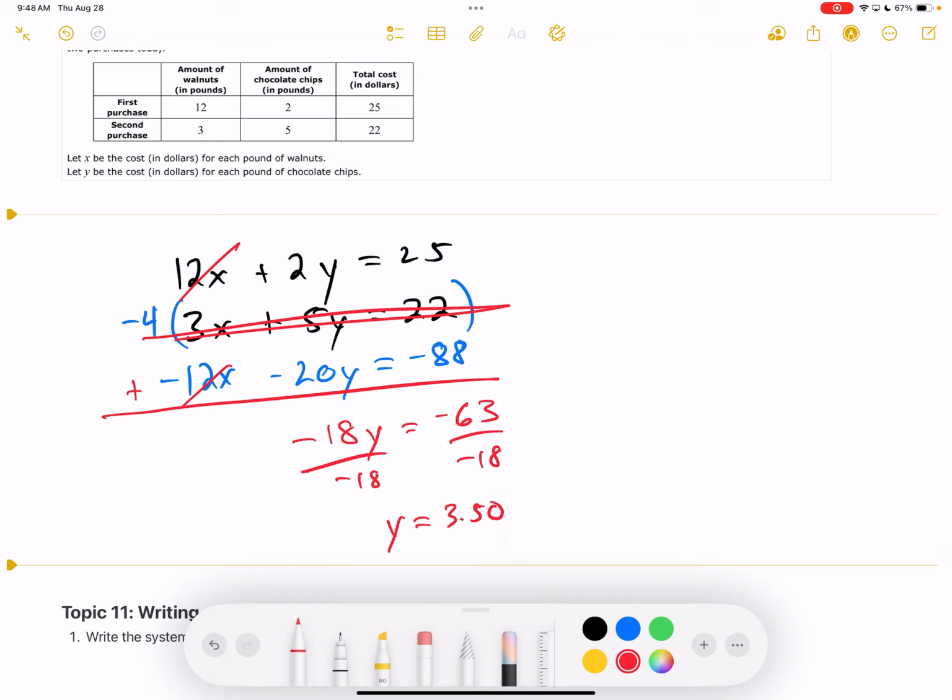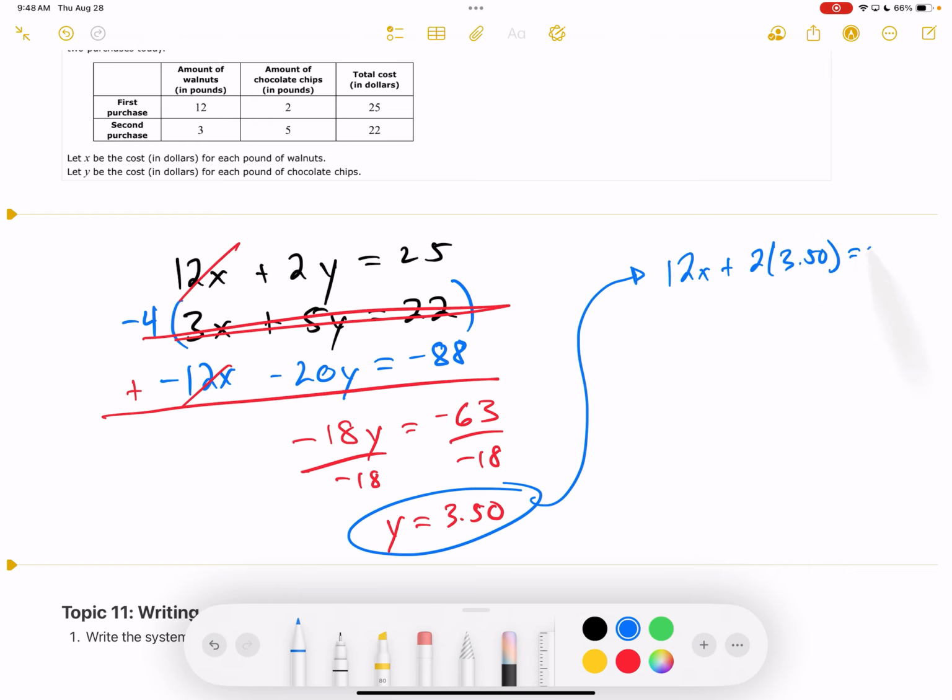Oh, no, I'm sorry. Y is chocolate chips. Chocolate chips are $3.50 per pound. So to figure out the walnuts, we need to take that and plug it back in. So 2 times 3.50 is 7. Subtract 7 from both sides, and I get 18. Divide by 12, and x is 1.5.